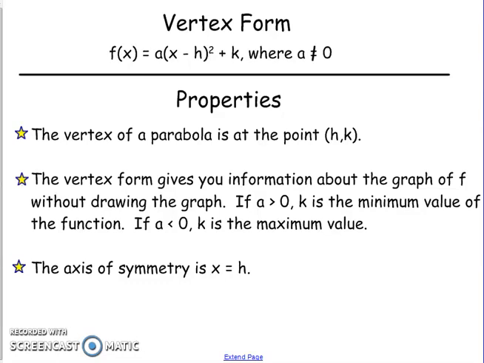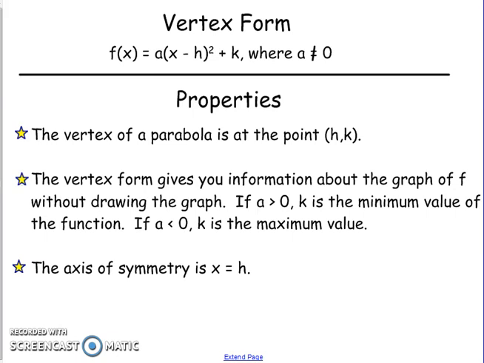Another way to write a quadratic, instead of in standard form, is in vertex form. So vertex form is f of x equals a times (x minus h) squared plus k, where a is not equal to 0. This form is really helpful because you can find the vertex just by looking at the equation. Instead of having standard form and having to do x equals negative b over 2a, finding x, and then plugging it in to find y, this is already given to us.